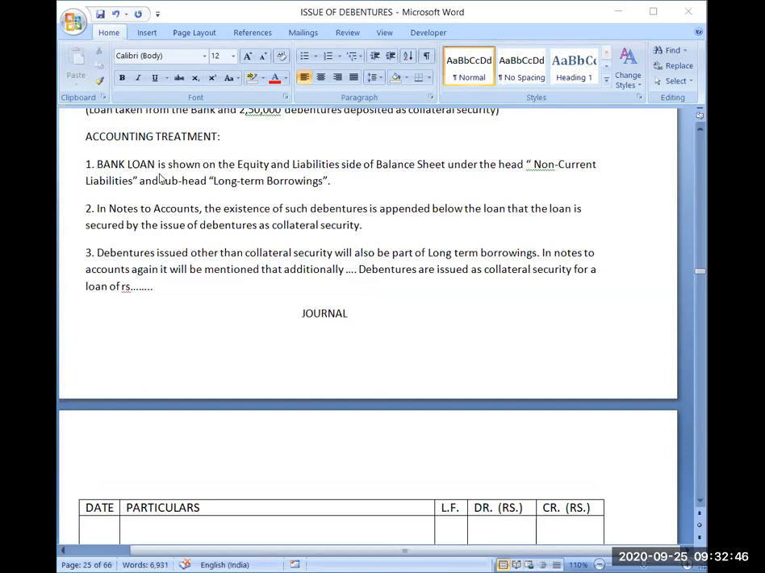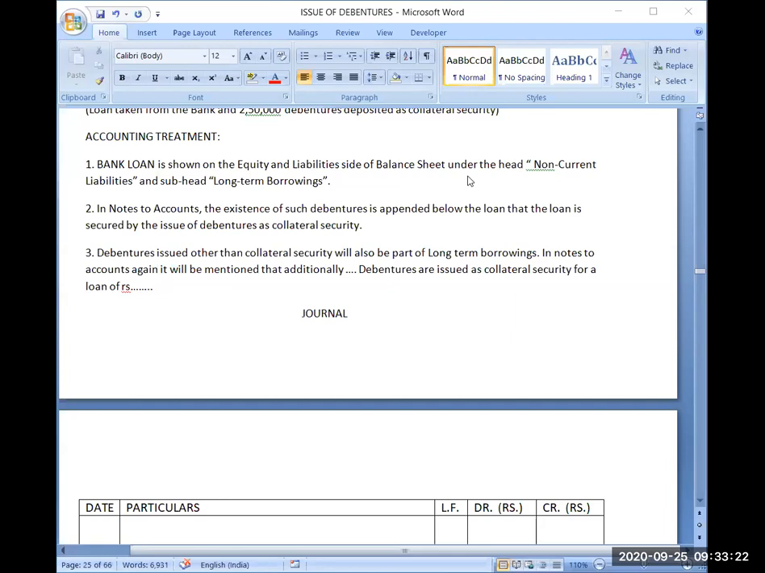Now, is a bank loan your liability or asset? First decide that. The loan which you are taking from the bank is your liability or asset? Yes, it is our liability. So obviously, the bank loan will come on the liability side of the balance sheet. It is shown on the equity and liabilities side. Till now, we knew that there are two sides of the balance sheet, liabilities and assets. So in the case of companies, the liability side is now called the equity and liabilities side.